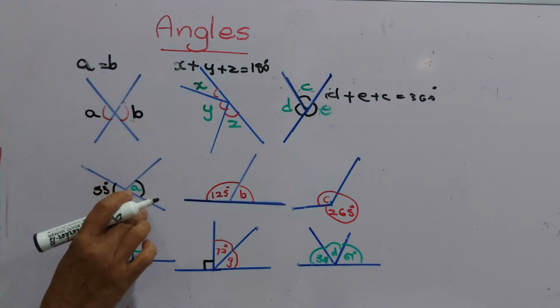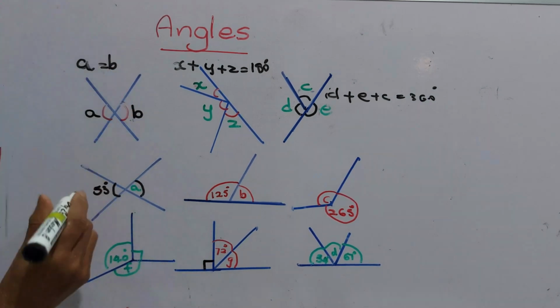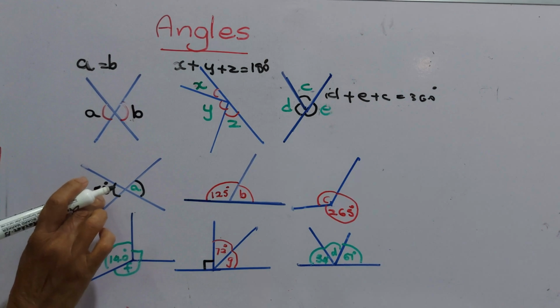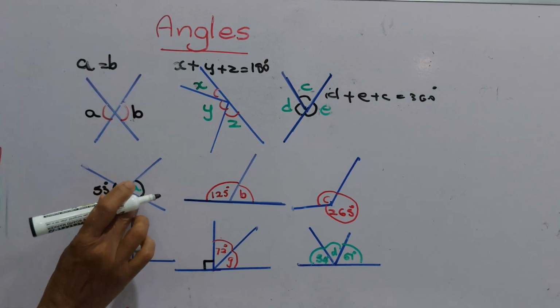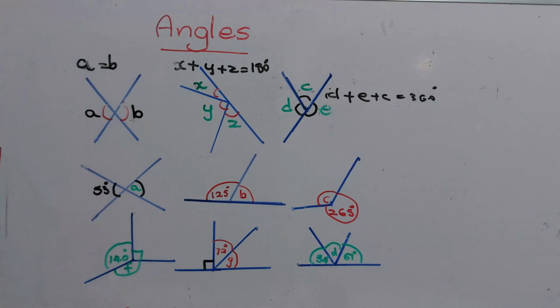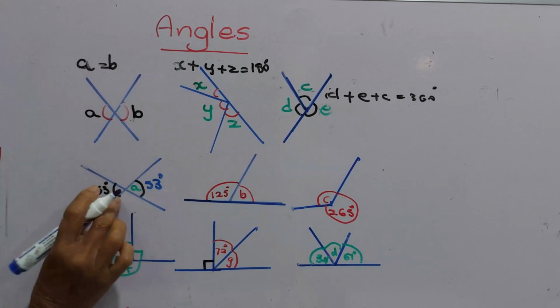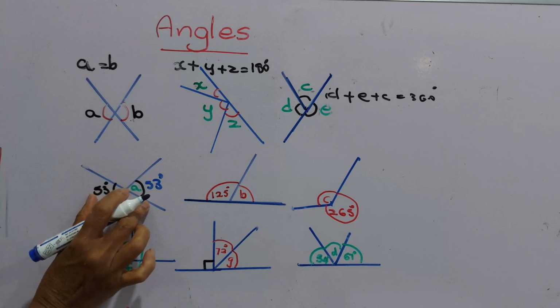Now we'll see here. What do you know about this? According to this point, this angle is 53 degrees. Then what is the value of this unknown angle A? Yes, A equals 53 degrees. Opposite angles are equal.